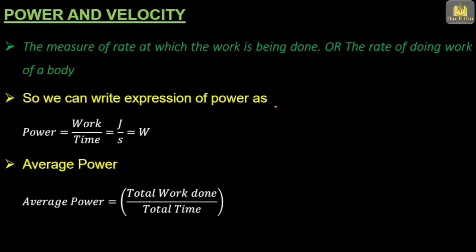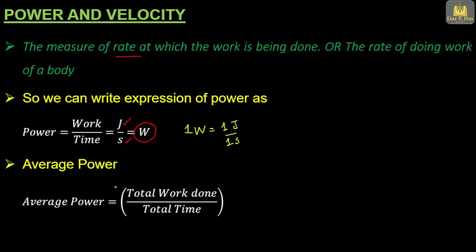So by this simple example, we can define power as the measure of the rate at which work is being done, or the rate of doing work of a body is known as power. So we can write the expression for power as power is equal to work per unit time. So from here we can get the unit of power. The unit of work is joule and time is second. So the unit of power is joule per second, and the unit of power is watt. And we can say that watt is equal to joules per second. The power will be 1 watt if the body does 1 joule of work in 1 second.